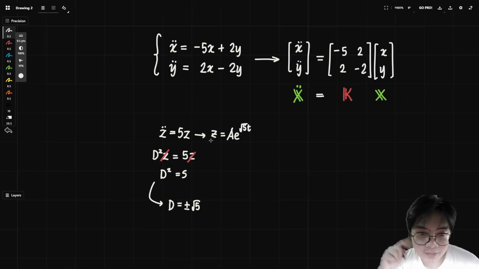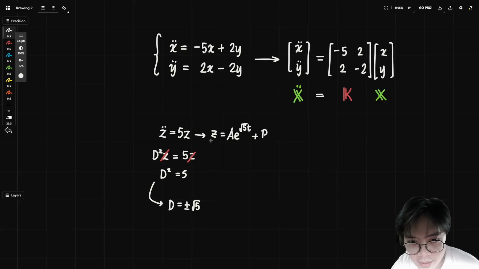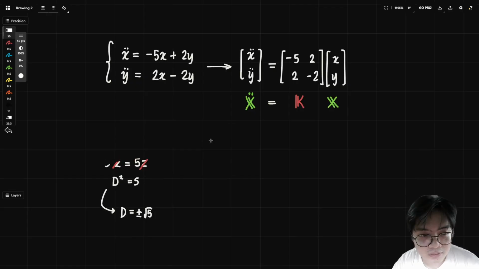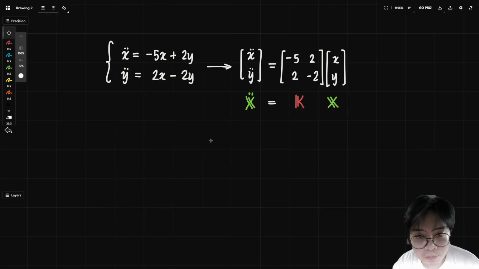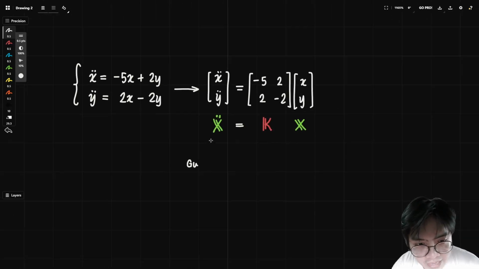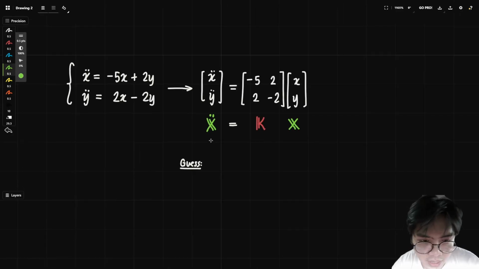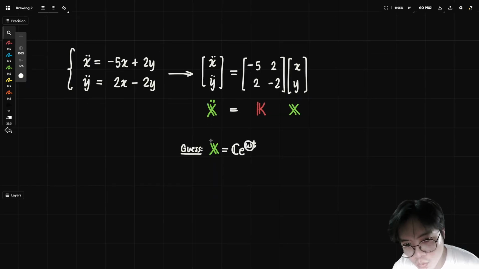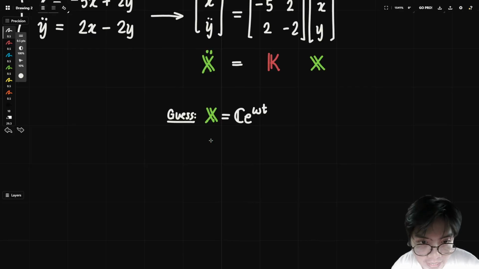Positive square root of 5t plus B e to the negative square root of 5t. And so what we will do is the same here, but now there are a few more hoops to go through. Your guess is still the same: x is going to be equal to C e to the omega t. We have to know what that value of omega is going to be, and let's just derive it twice.